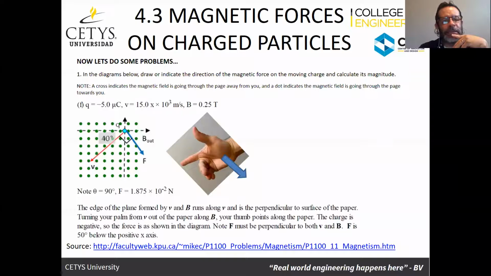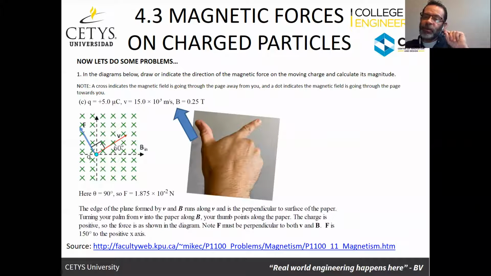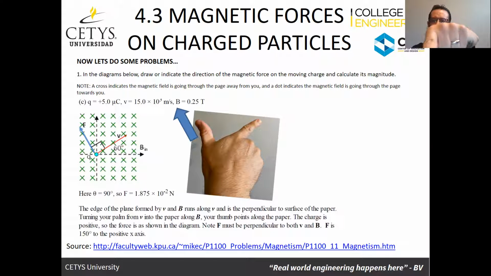Both problems C and D, and actually all of the problems where the field is going inwards or outwards and the velocity has a vector, notice that they're not providing an angle in the data. They're giving an angle in the diagram, but they're not providing an angle in the data, and you calculate with 90 degrees. Why is that? We kind of have to visualize things in 3D.